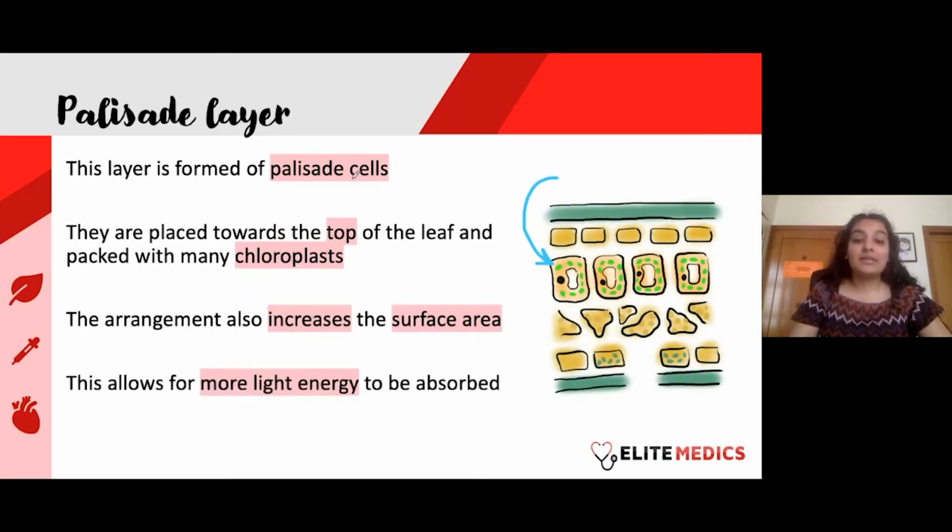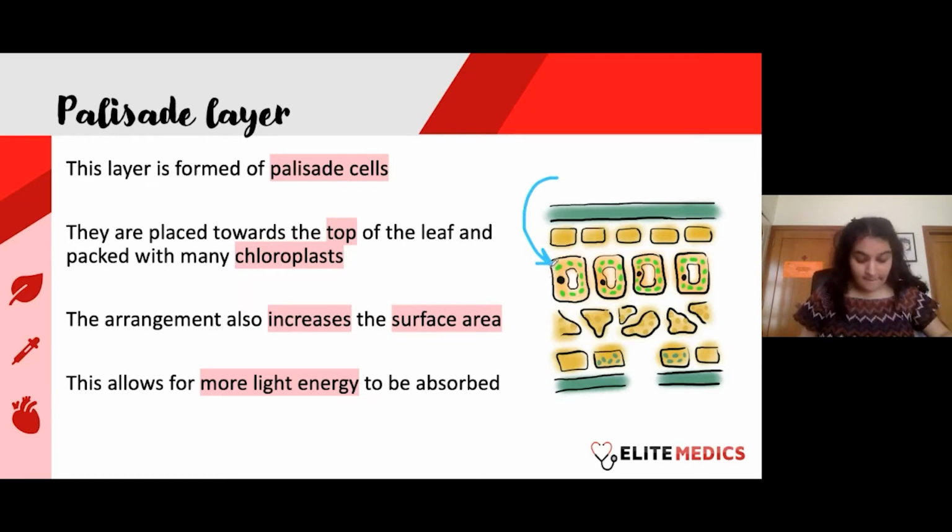So the main thing is that's where photosynthesis happens, and it happens because these cells are able to absorb more light energy because they've got more chloroplasts inside them. That's their distinguishing feature. Okay, so the palisade layer is responsible for photosynthesis.